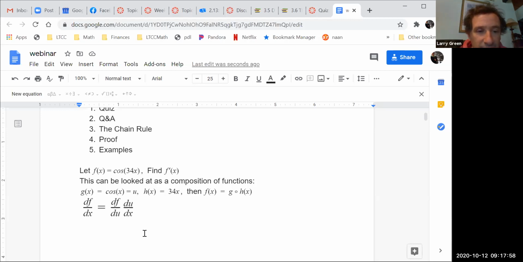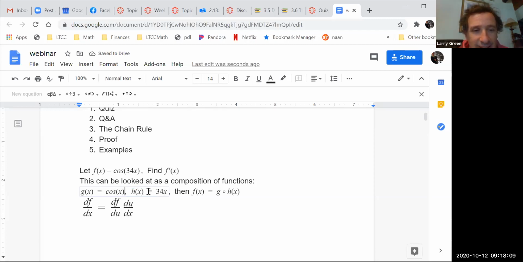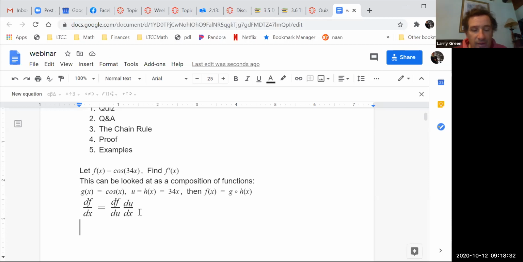Okay, so, oh, you know what? Sorry, I have this wrong. I knew I made a mistake. If g of x is cosine of x, h of x is u, which is 34x. Then we can think of f as g of u. See how that works in the composition? All right, now what we can do is work this out. Now we're looking at the cosine of u.